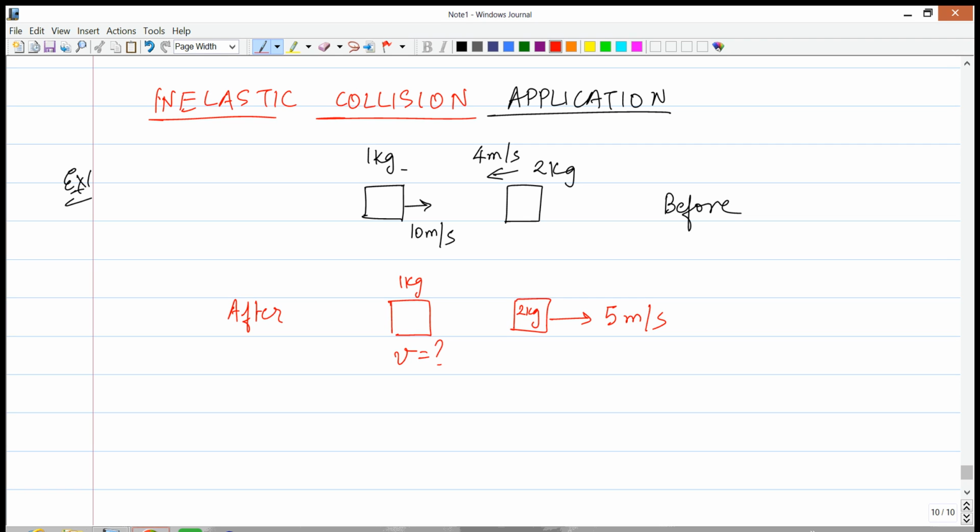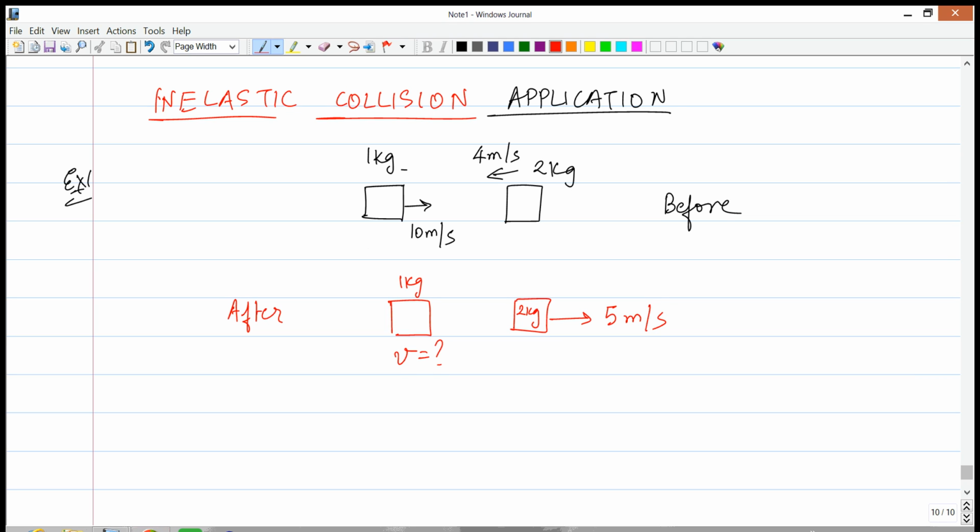Here's another example of an inelastic collision. In this one, unlike the previous example, the blocks are not sticking. If you look at the before picture, all in black, we have a 1 kg block moving to the right at 10 meters per second. It collides with a 2 kg block that's moving to the left at 4 meters per second.